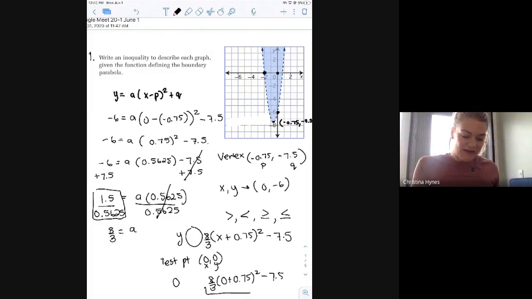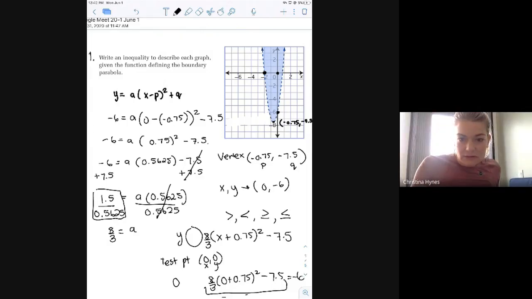So now I'm going to evaluate the right side of the equation. I'm going to put that in my calculator by going 8 divided by 3, in brackets, 0 plus 0.75 squared, minus 7.5. And I get that the whole right side is actually equal to -6. This whole thing is equal to -6.